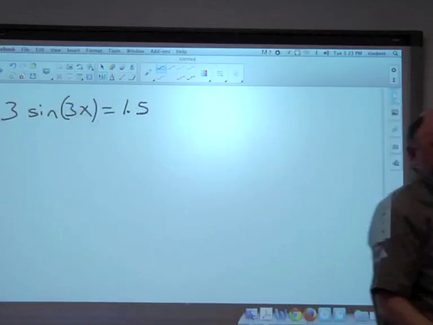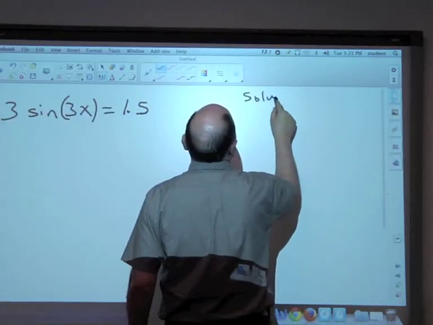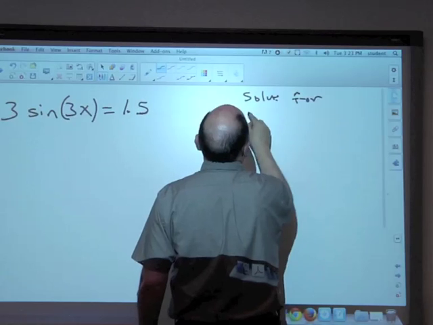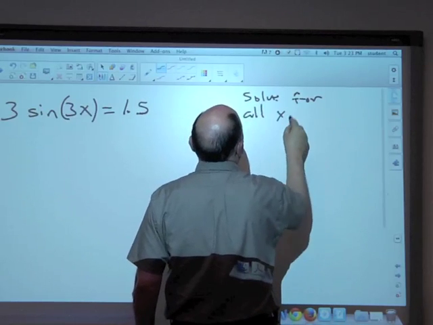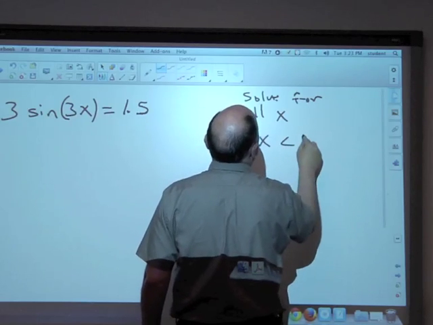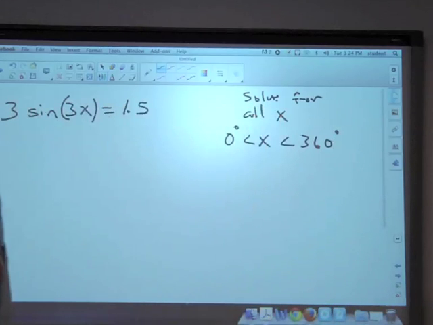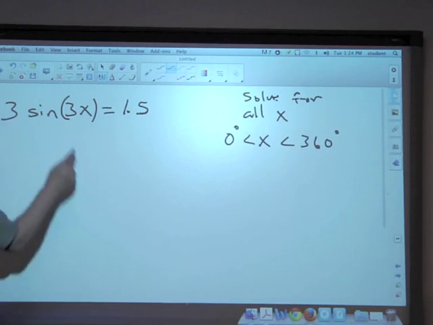We want to get x. And we want to solve for all x where x is a number in between 0 and 360 degrees. Okay. So we want to solve that. X is going to be an angle between 0 and 360. Okay. Well, first off, what's the opposite of multiplying? Divide. So we divide by 3.